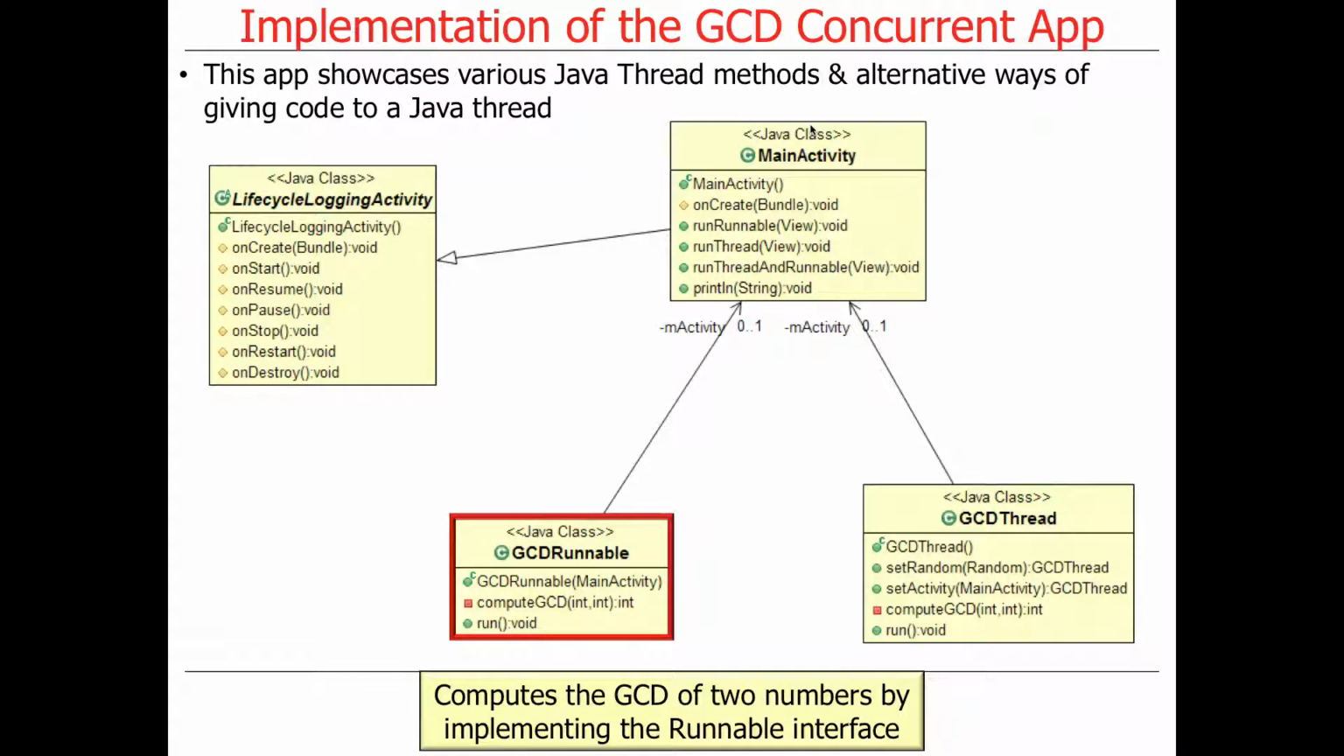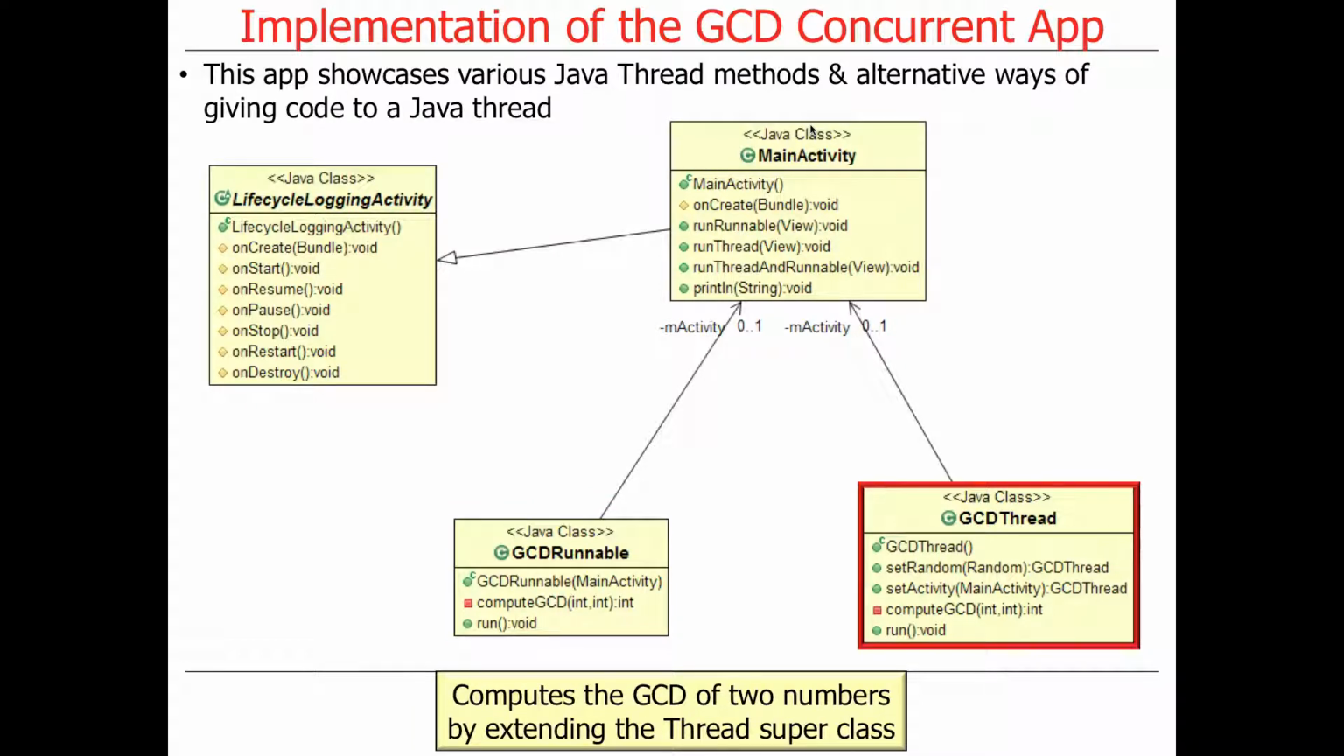One approach is going to use the so-called GCD Runnable class, which computes the GCD of two numbers by implementing the Runnable interface. So that's one approach that's used. The other approach is to use the GCD thread class, which computes the GCD of two numbers by extending the thread superclass. So those are basically the different ways that things work.